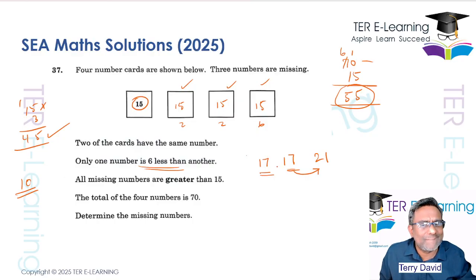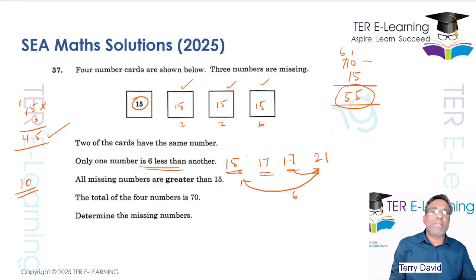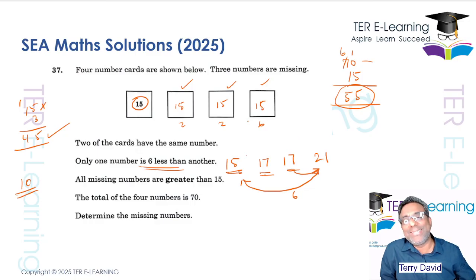One number is less than... Oh, right. I failed to take into account the 15. So 15 is one of the numbers, and they said only one number is 6 less than the other. So this is what they're talking about here. The difference between the 15 and the 21 is 6. So the missing numbers in this case will be 17, 17, and 21. So that's 37.